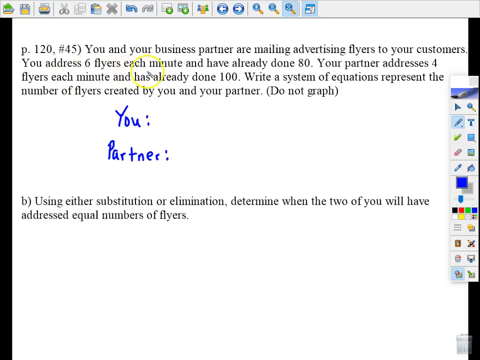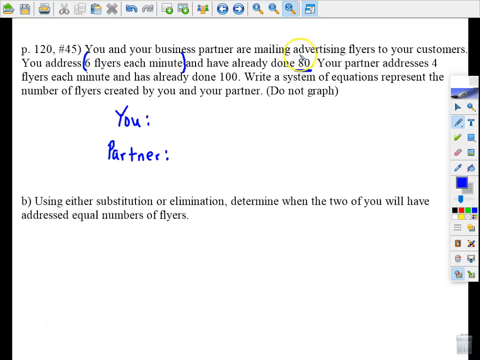You address 6 flyers each minute. There's that phrase again. Are you recognizing that that's really another way of describing slope? The slope is 6, and 6 will be multiplied times a certain number of minutes, and that's constantly changing our number of flyers. You've already done 80, a fixed number. Well, that's another way of saying that's my y-intercept. Okay, this is a rate of change.